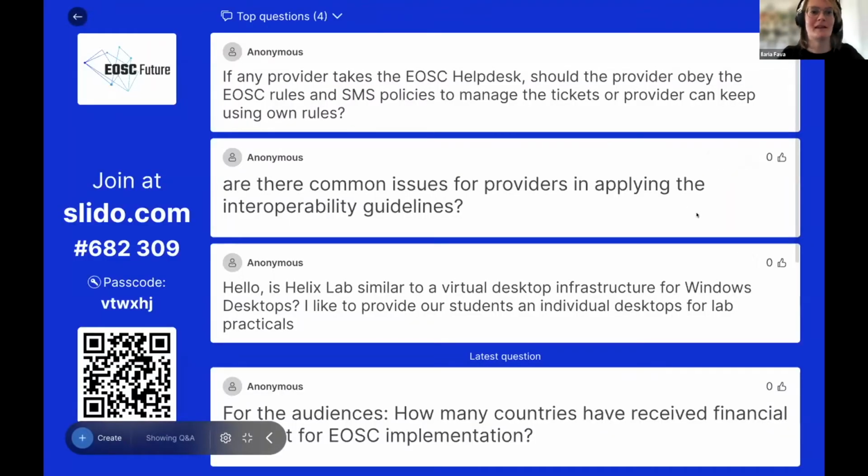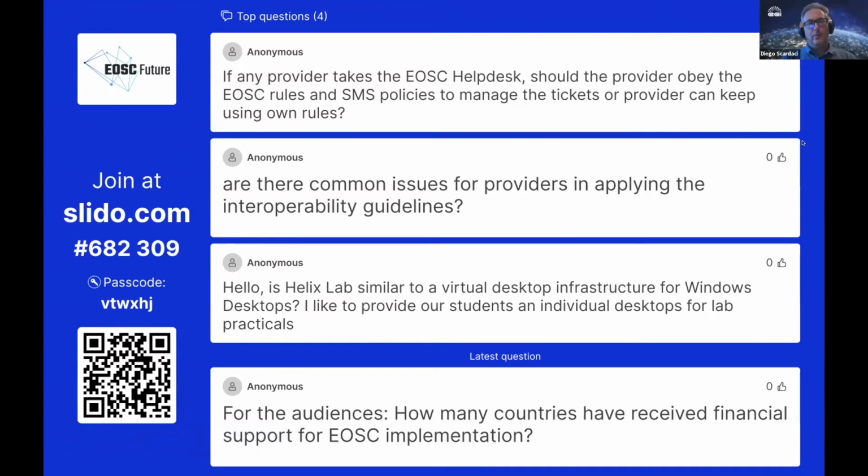So if we are okay with that, I would kindly ask Alex to. Okay, thanks. So there are a few questions in the chat. The first one is for Diego. If any provider takes the EOSC help desk, should the provider obey the EOSC rules and SMS policies to manage the tickets, or can the provider keep using their own rules?